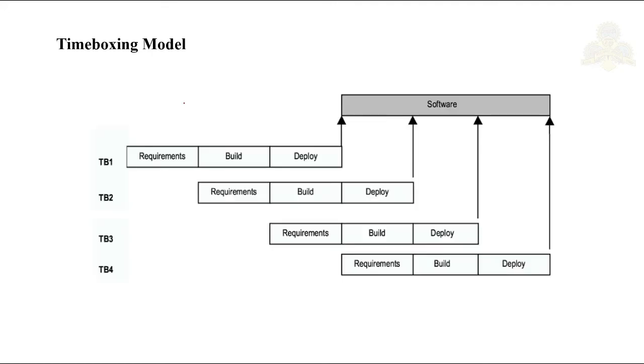Next we will see about the timeboxing model. So in this timeboxing model, the basic unit of development is a time box. This one, TB1, timebox 1, timebox 2, 3, 4, and this can be any number of time boxes. So the basic unit we call here a time box. Again, this time box is of a fixed size. Remember, each time box is of fixed size.